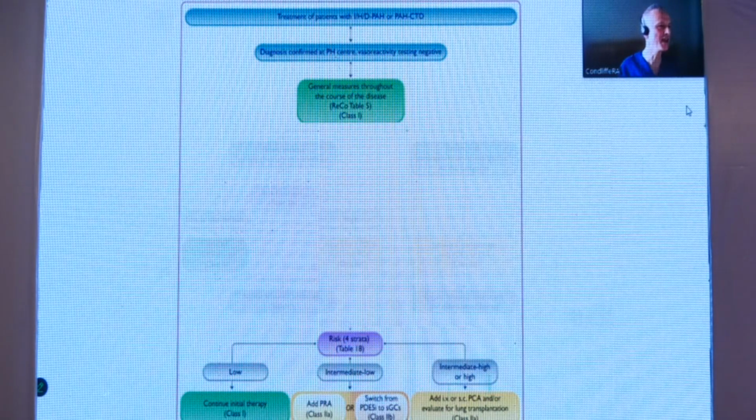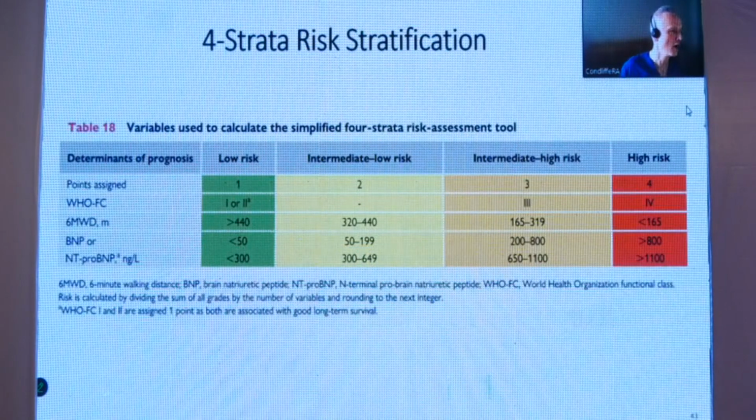And if they remain in intermediate low risk, then we have the option of adding in, for example, selexipag or possibly switching to riociguat. And that's based on a 4-strata risk assessment, sort of based on the Pulmonary study. Basically, you check the functional capacity, exercise capacity, NT-proBNP, and you give a point, 1, 2, 3 or 4 points, depending on which colour they're in for each of those parameters, and then you add those together and divide by 3, and the nearest integer will give you your risk.